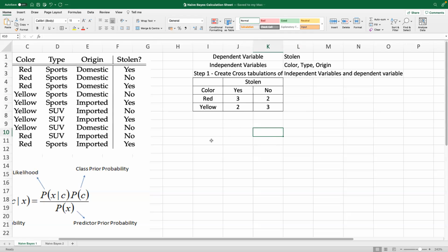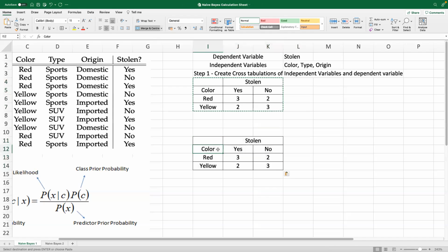Similarly, we also need to create a table like this for type. Type is sports and SUV. So how many sports are stolen? 1, 2, 3, 4. 4 sports are stolen. How many sports are not stolen? 1, 2.